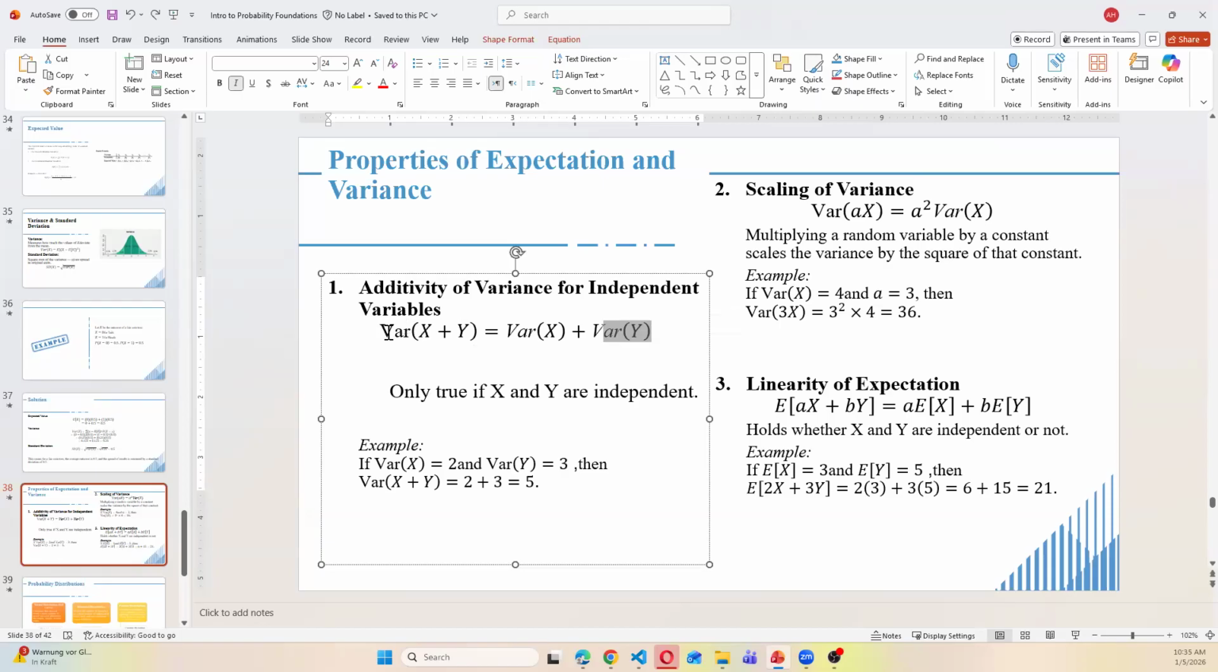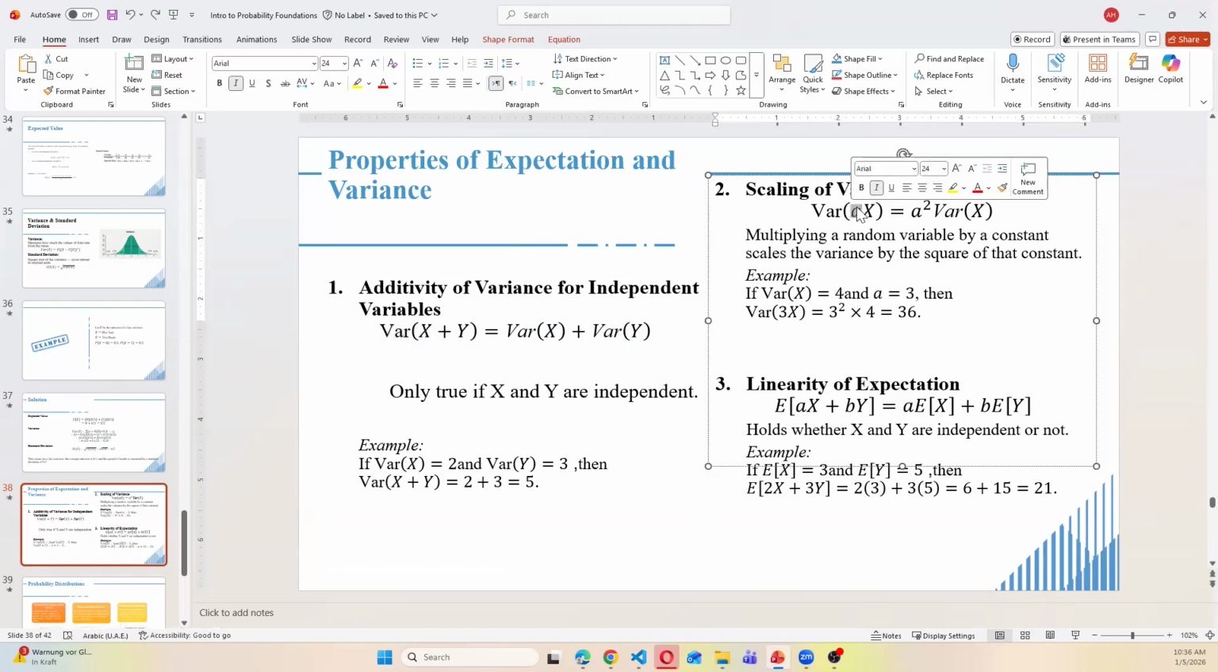Or you can go from the variance of x plus y directly. You can do it either way. Scaling of variance: if you have a scale, like a or any digit like 2, 3, 4, you have to square it. For example, if the variance of a is 4 and the scale is 3, then it will be 3 squared times the variance of a. 3 squared times 4 is 36.